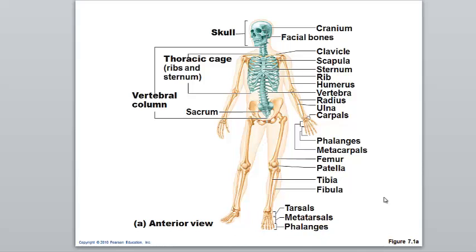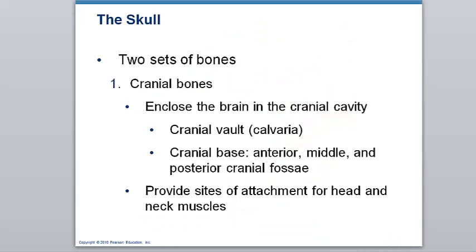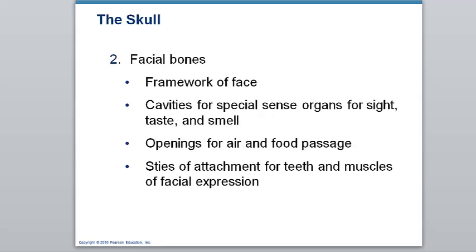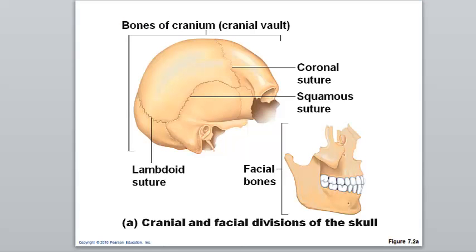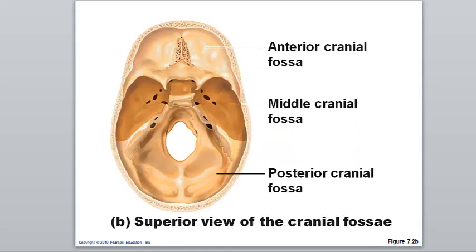Okay. Now, let's start off with the skull. The skull has two sets of bones: the ones that hold the brain and the ones that make up the face. You have the cranial bones that form the cranial vault, and the facial bones, which form the face of your head. It is for air and food passage, and for special organs like the eyes, nose, and tongue.